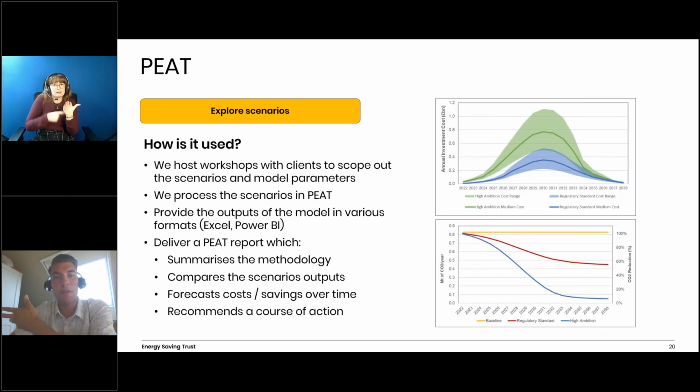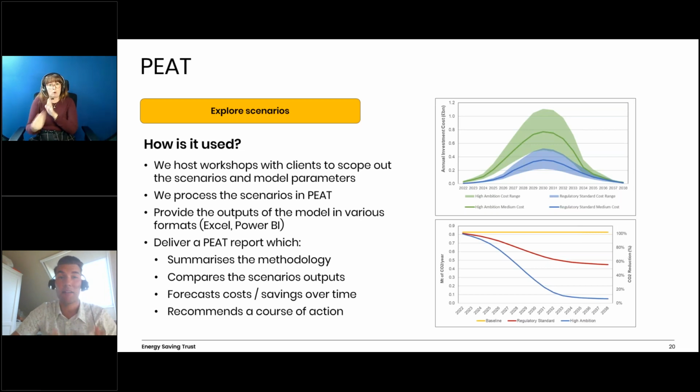Now, typically how this works is we'll host a series of workshops with the client and any other relevant stakeholders, essentially forming a steering group for the project. And we'll scope out scenarios and the model parameters. We'll then process these scenarios in PEAT and provide the outputs of the models in the client's preferred format.